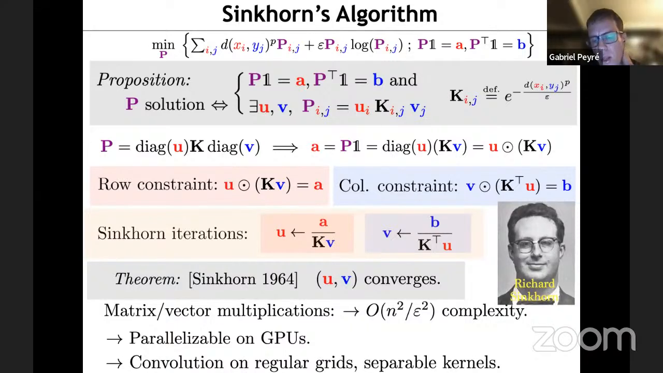Basically, the only computationally expensive part is the matrix vector multiplication. So each iteration costs n squared, which is, I mean, good or bad. n squared can be quite large if n is large, of course. But the nice thing is it's something that parallelizes very nicely on GPUs. So it's really an algorithm that is designed for modern hardware, I would say.